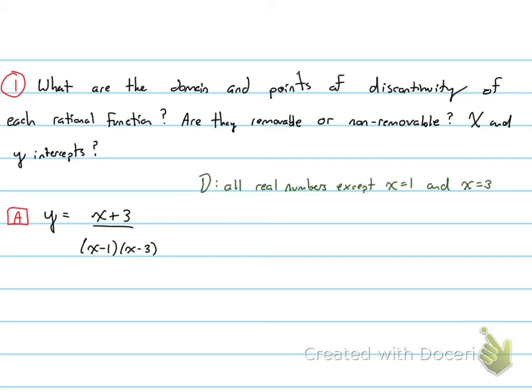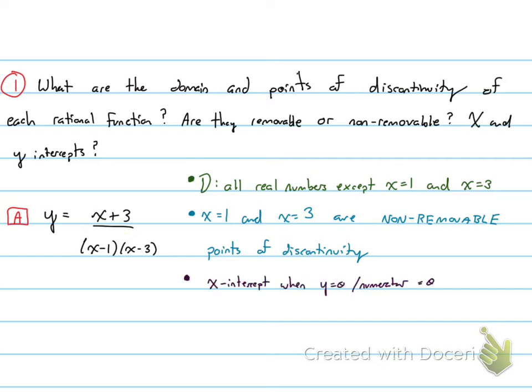Although now that I did rewrite that in factored form, I could see that my domain is all real numbers except x equals 1 and x equals 3. My points of discontinuity would also be at x equals 1 and x equals 3. They're non-removable points of discontinuity because I can't simplify them out of the equation.